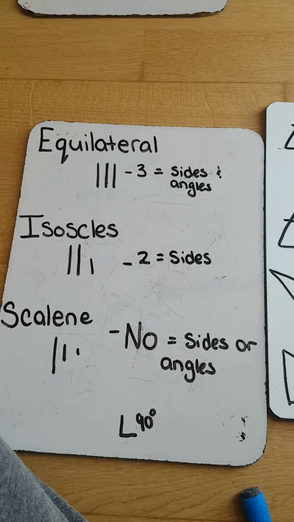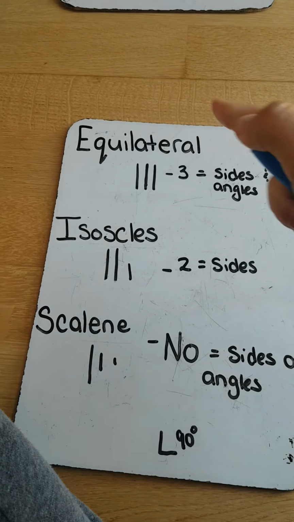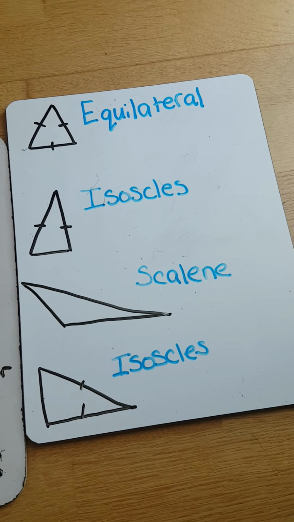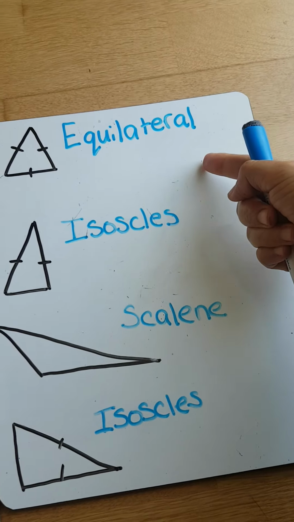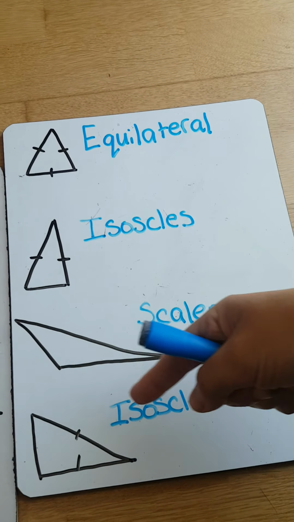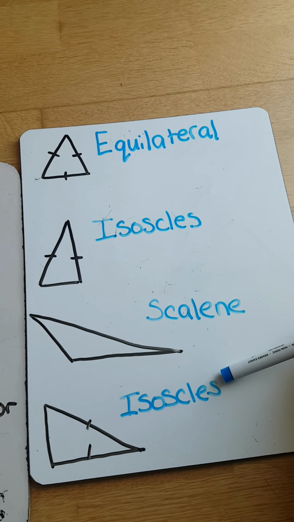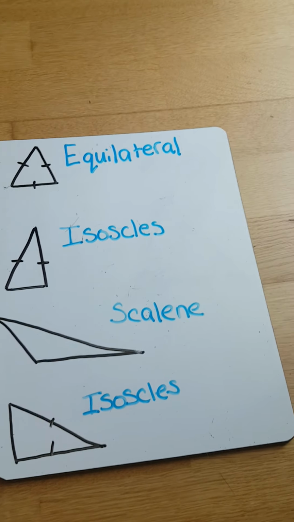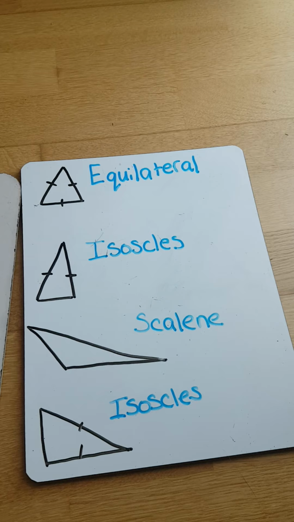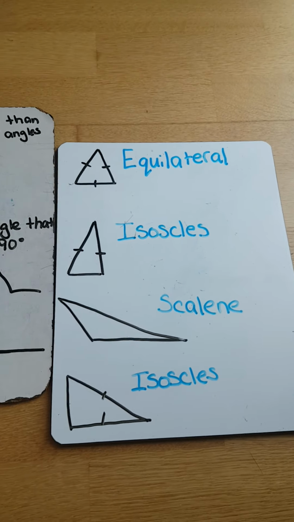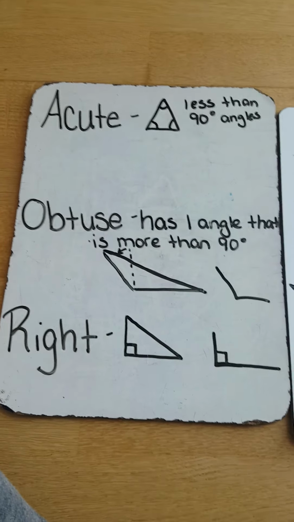Easy, right? We just took those 3 words and we labeled our 4 triangles. This one's equilateral. There's no other one that's equal. Isosceles, 2 equal sides, and scalene. Now let's give it another definition. So it's going to have 2 terms. So let's look at our next word.